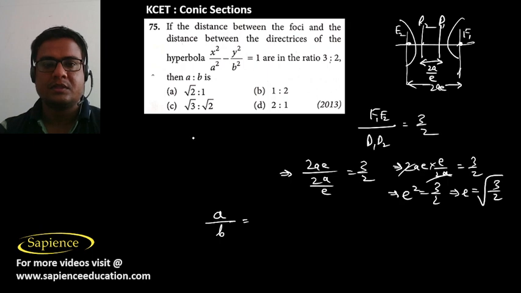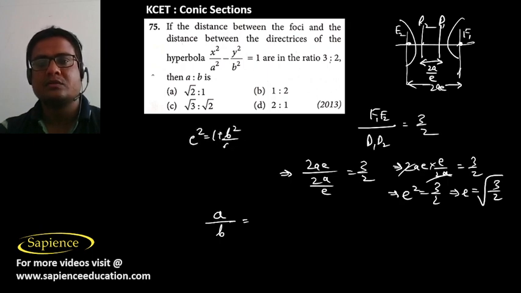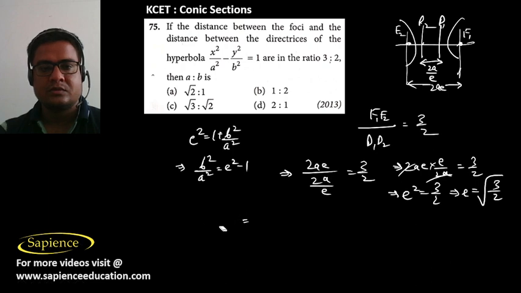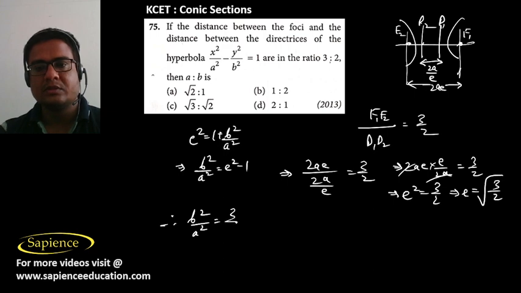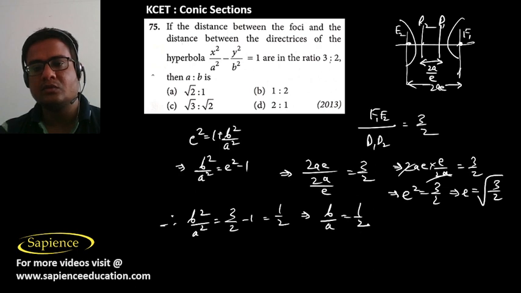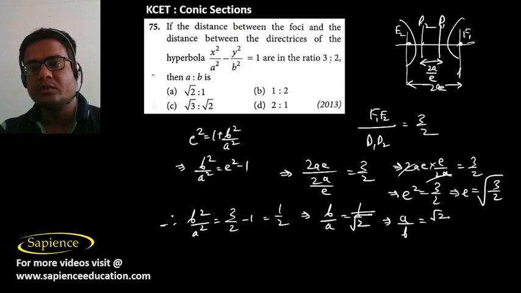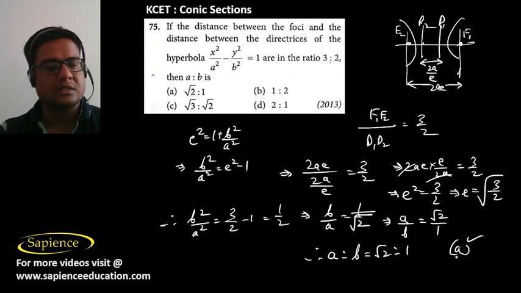We know that e square equal to 1 plus b square by a square. So b square by a square is equal to e square minus 1. Therefore b square by a square is equal to 3 by 2 minus 1, which is half. So b by a is equal to 1 by root 2, sorry. So a by b is equal to root 2 by 1. So a is to b is root 2 is to 1. So option A is the correct answer.